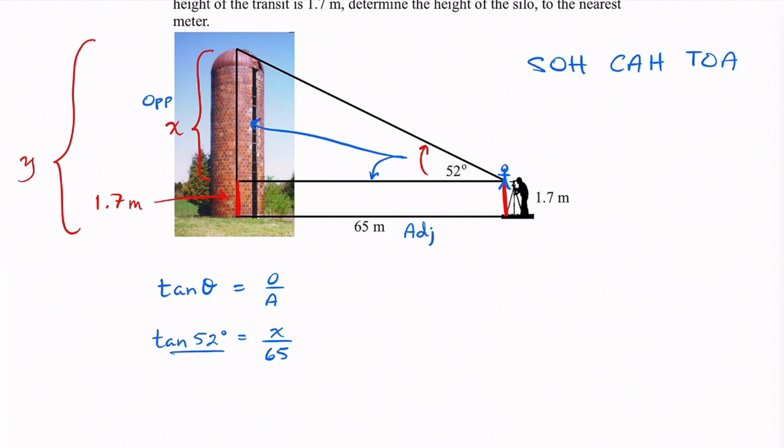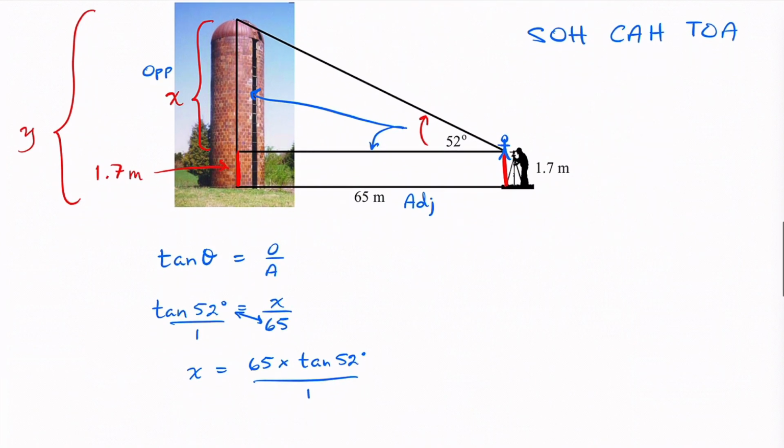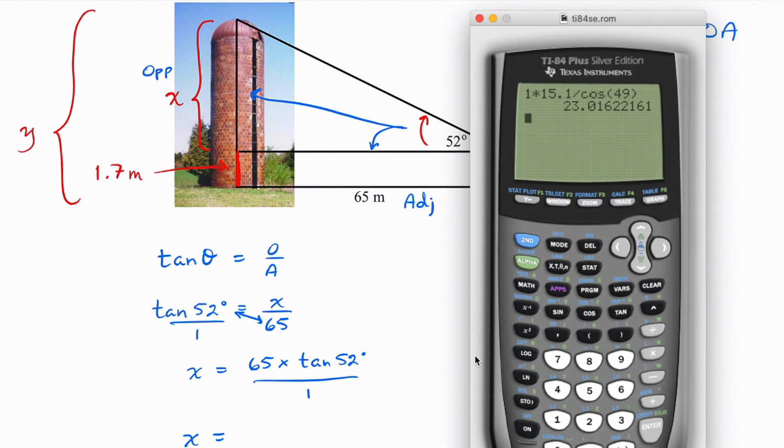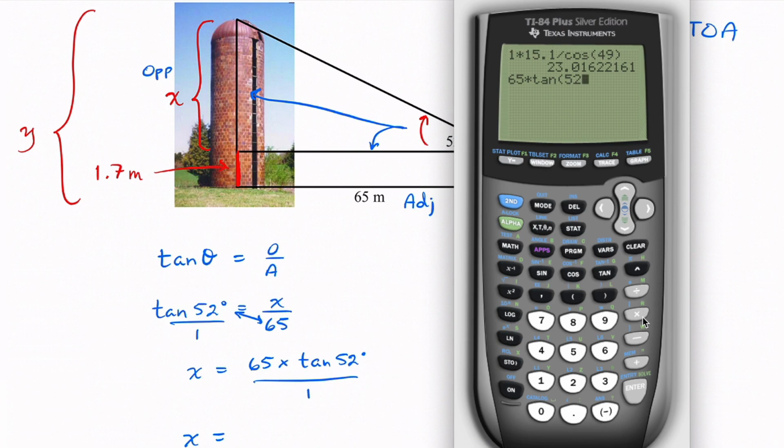Okay, and then we'll put this over 1, and we can do our cross multiply divide. So x is equal to cross multiply 65 with the tan of 52, and then divide by the one across from the x, which is a 1. Okay, and then when I put that into my calculator, let's just do that. I'm going to do 65 times tan of 52. Okay, and then close the bracket, and then click enter. Okay, and we got 83.1962.